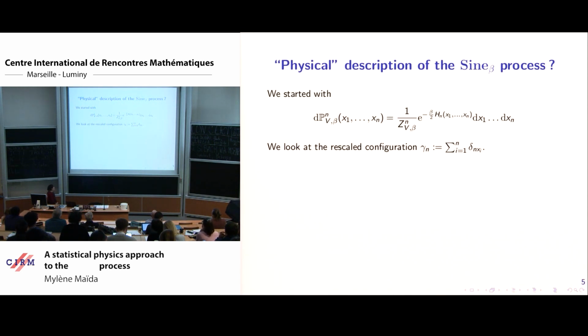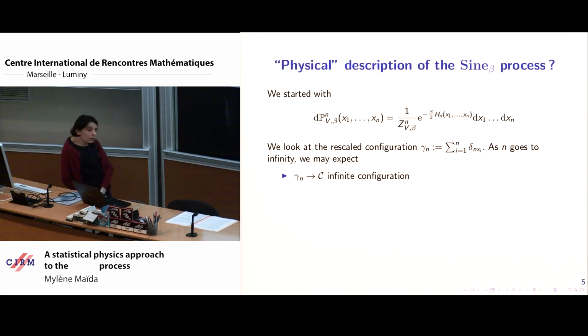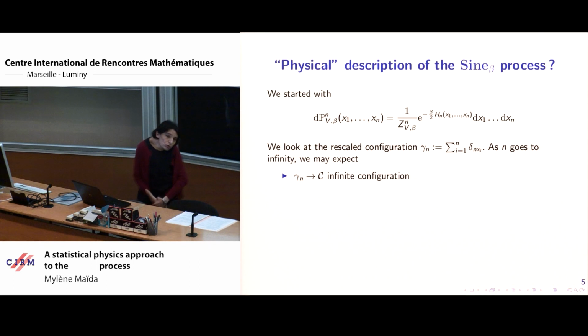So we start from the finite n Gibbs measure, and as I told you, we rescale, and we look at the empirical measure of n times the configuration. So what would we like to get? Here I'm just hand waving, so don't worry, just to give you a heuristic. As n goes to infinity, we may expect that gamma n should go to something like an infinite configuration, a Radon measure on R or on U.